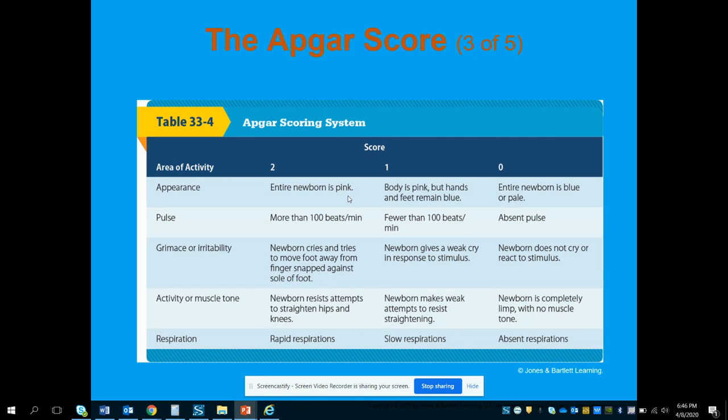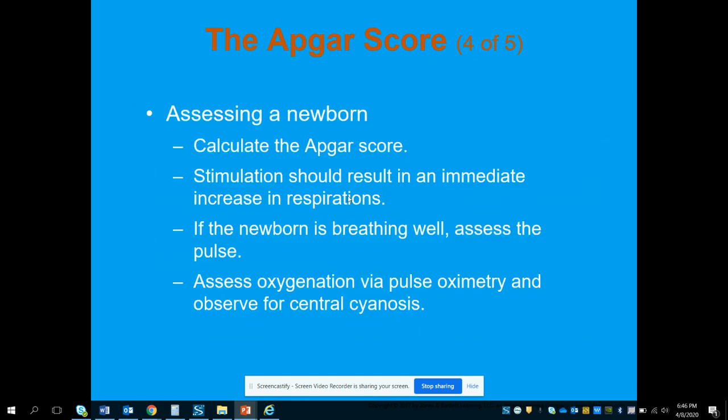And then again, the baby should be breathing rapidly. Newborns can breathe up to 60 times per minute, so rapid respirations are normal. Slower respirations, you would give that a 1. Obviously we would need to intervene if we didn't feel that was adequate, and then absent would be 0. So we would calculate that Apgar score and look for any need for stimulation. If they are breathing well, go ahead and assess the pulse.